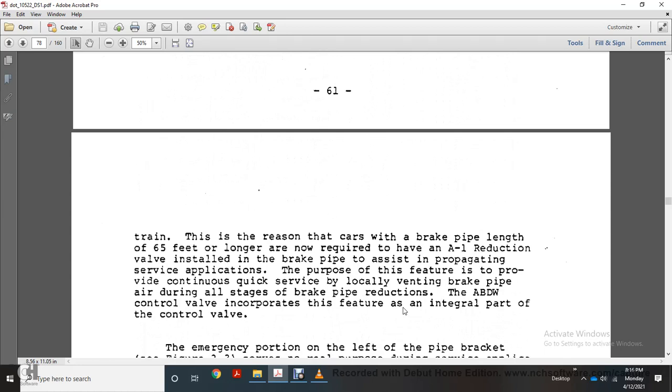An A1 reduction valve on the brake pipe assists with the propagation and serves the application. The purpose of these features is to provide continuous quick service, locally venting brake pipe air during all stages of brake pipe reductions. The ABDW control valve incorporates this feature as an integral part of the control valve.